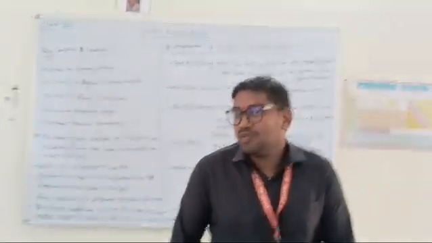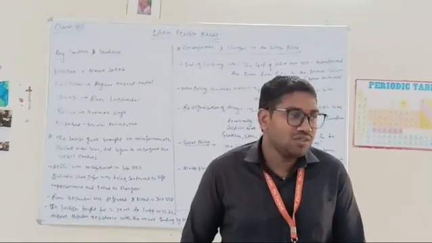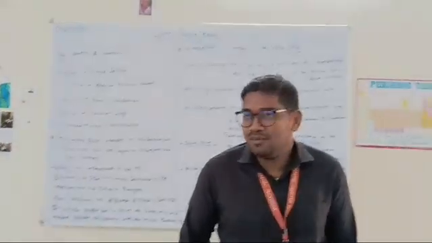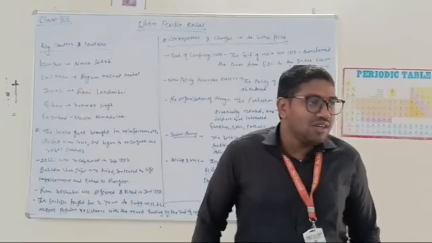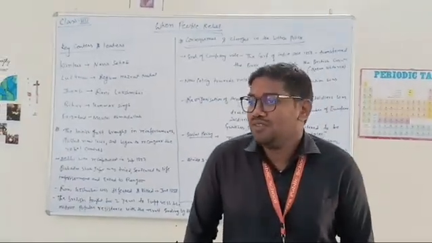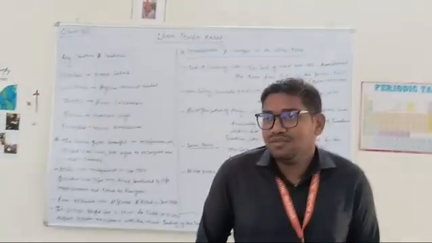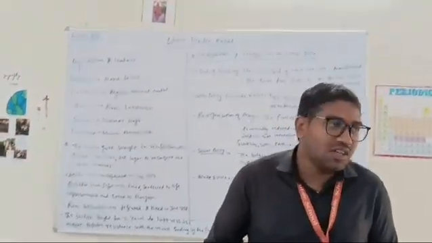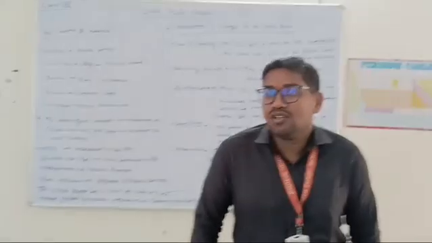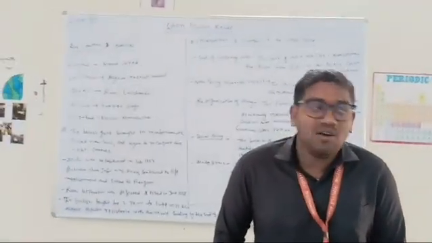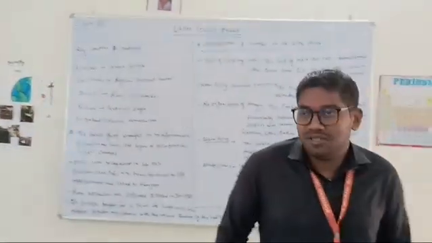Today we are going to continue the previous chapter. The name of the chapter is When the People Rebel. In this chapter, we are discussing the revolt of 1857. In the previous class, we discussed what the 1857 revolt is, what its other names are, what the major causes were, and how the revolt spread.